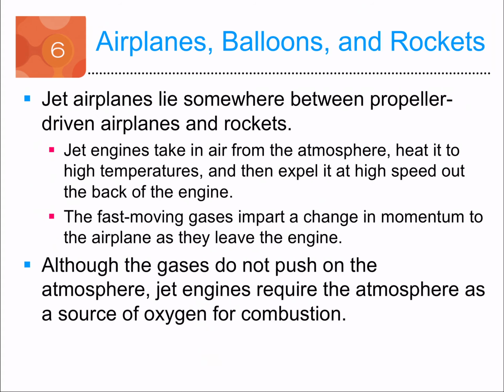A jet airplane is somewhere in between the propeller-driven airplanes and the rockets. A jet engine takes in air from the atmosphere, heats it to a high temperature, and then expels it at high speed back out of the engine. Even though the gases do not push on the atmosphere, the jet engine requires the atmosphere as a source of oxygen for combustion. Okay, this ends Chapter 6.